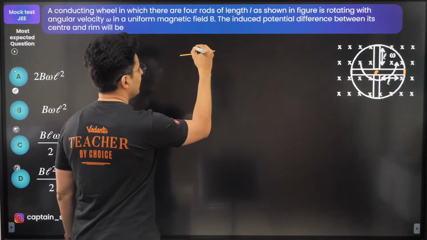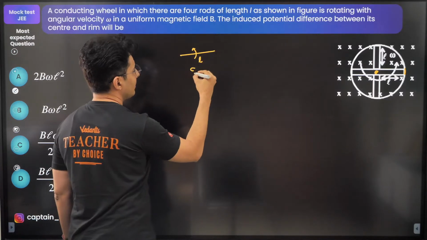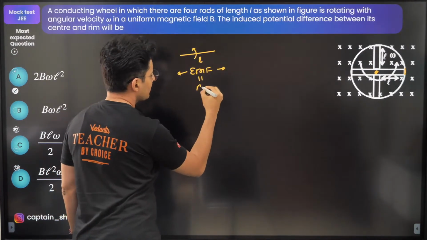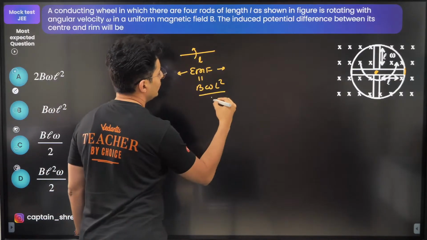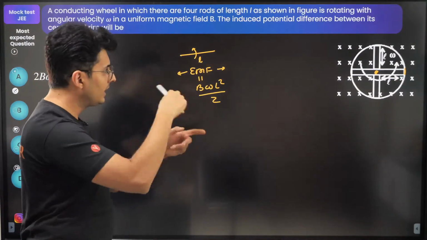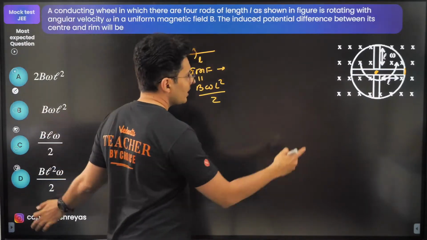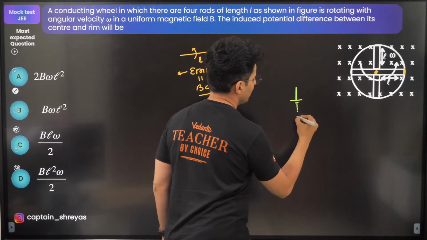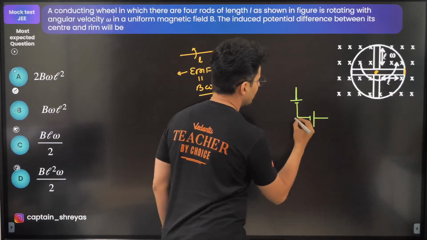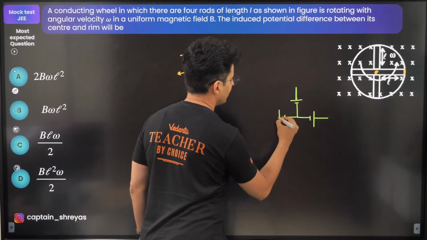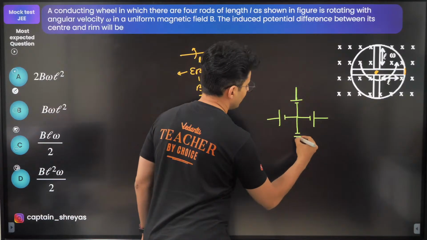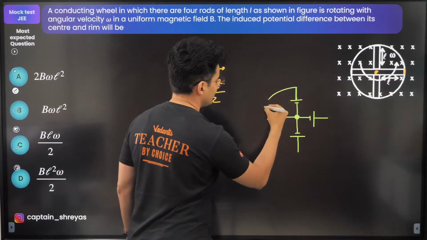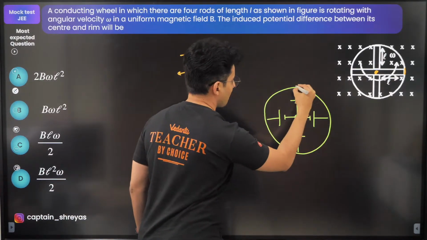Each rod, when you rotate it, has an EMF generated across its ends, and that EMF is B omega L square by 2. Now these 4 rods rotating is similar to there being one battery here, another battery here, another here, and another here. This is your center, obviously, and this is your circumference.